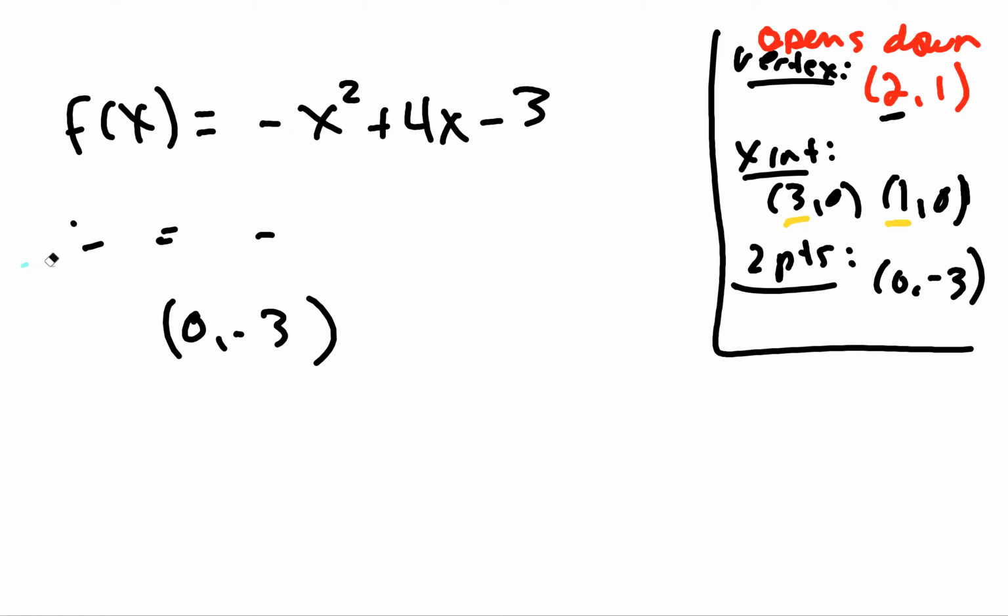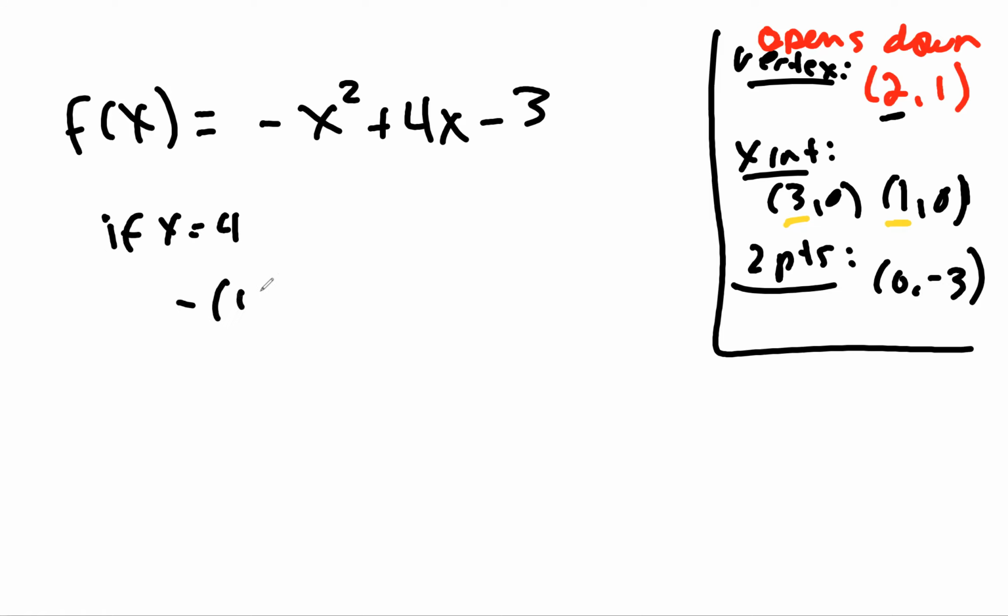Okay, well, let's pick something that's close to 2. But again, we can't pick 0, we can't pick 1, we can't pick 3, so maybe we pick, I don't know, 4. So let's let x equal 4. So I'm going to have the opposite of 4 squared plus 4 times 4 minus 3.